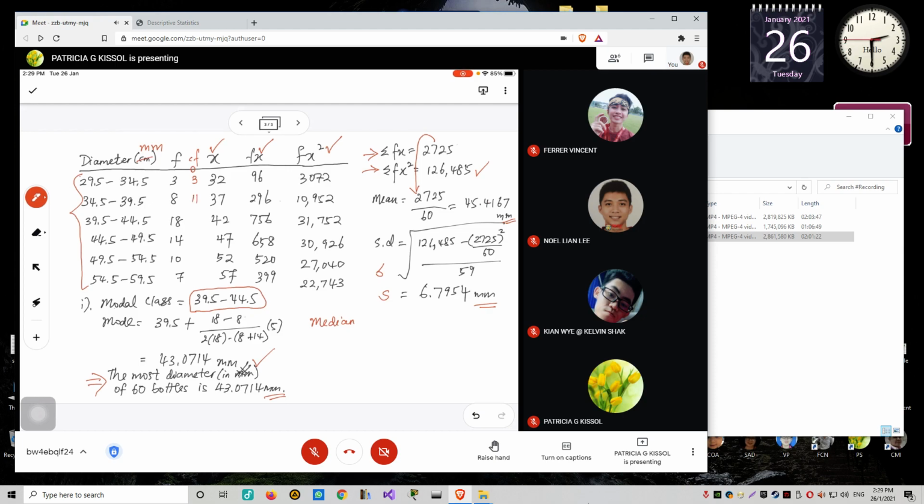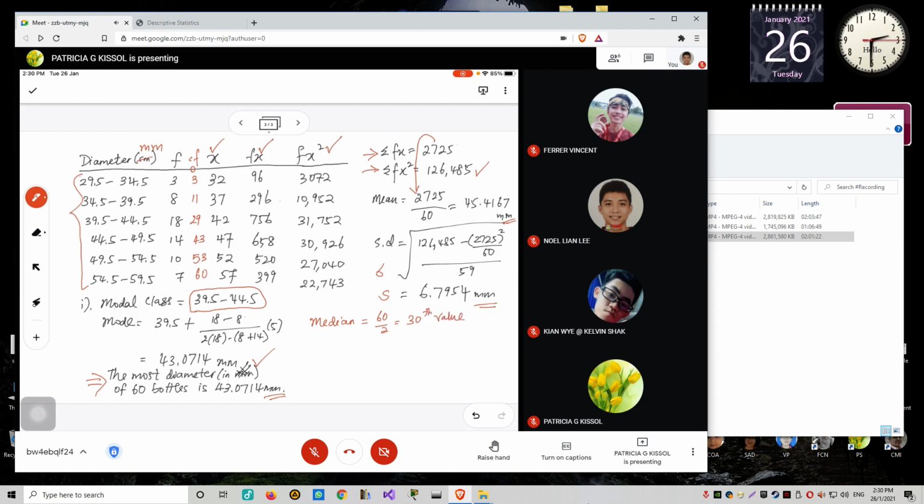So have you calculated this? 11 plus 18, how much would that be? 29. 29 plus 14, that would give you 43. Then 53, and 60, isn't it? So to get the median, first of all, we should use 60 divided by 2. That would give you the 30th value.